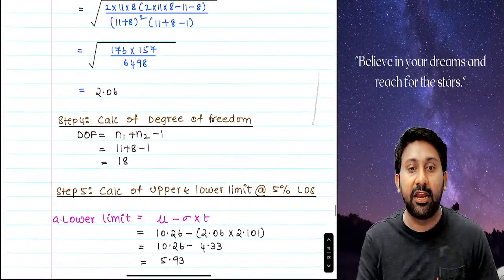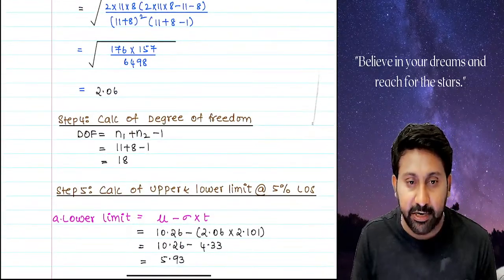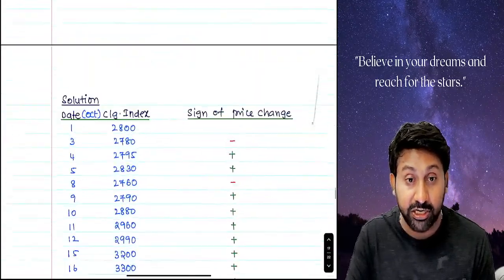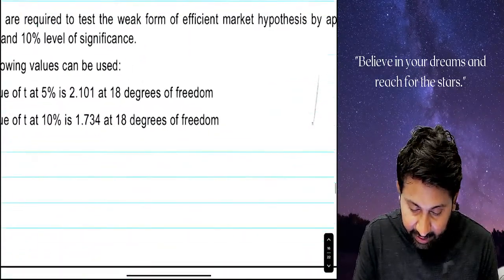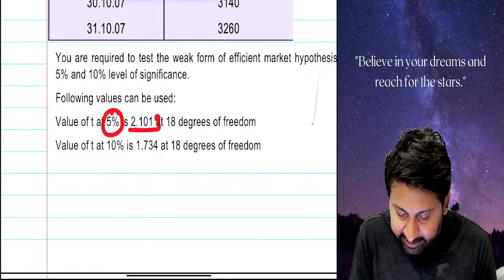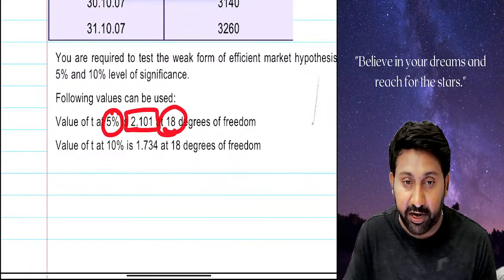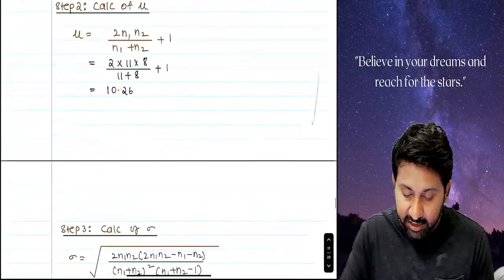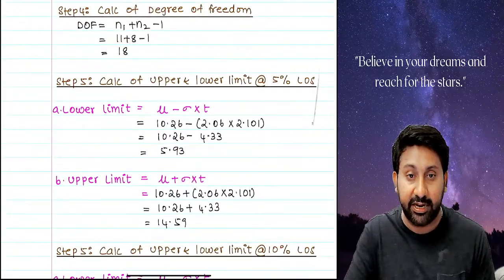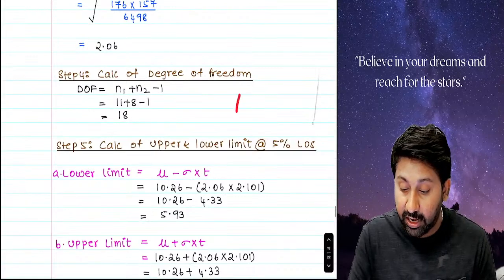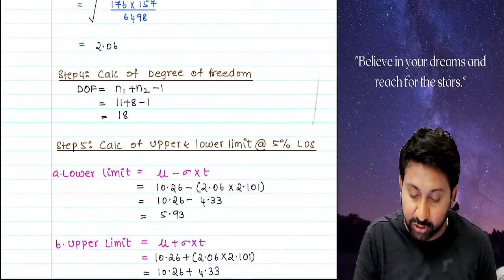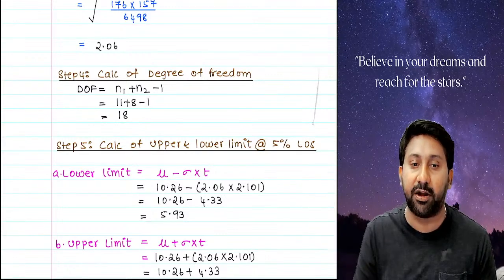Degree of freedom is n1 plus n2 minus 1: 11 plus 8 minus 1. How much? 18. They will give it in the question. See here, the value of t at 5% is for 18 degrees of freedom. Why 18? Even if the question gives 11 degrees of freedom, ignore that information, because n1 plus n2 minus 1 gives 18.